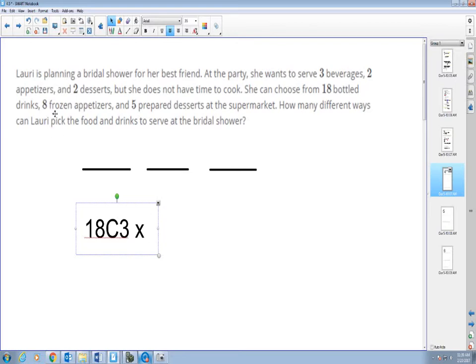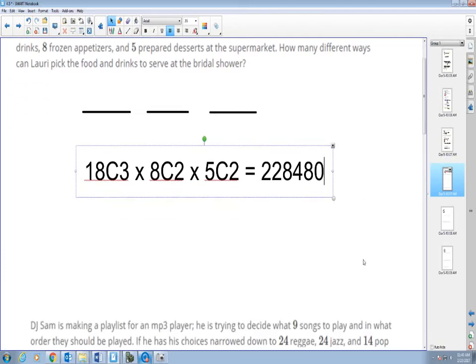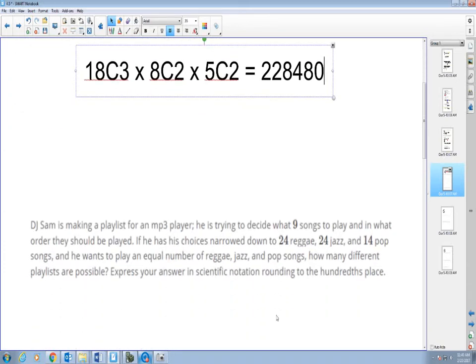So that's beverage. Let's do the appetizer. She got 8 frozen appetizers to choose from, choosing 2 of them using combination. 5 prepared desserts, choosing 2 of them. If you type this in and multiply them, the answer will be 228480. So this will be how many different ways she can pick the 3 things. So this is just a combination problem.